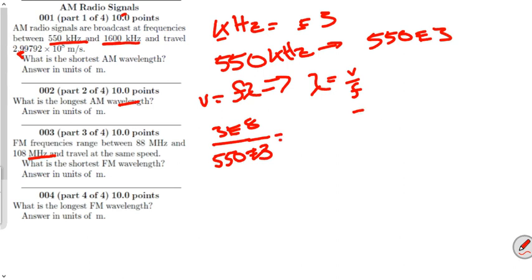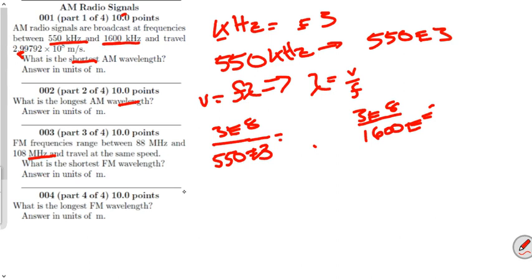All right, 3 times 10 to the 8th divided by 1600 E3, and get your answer. Now, it asks for the shortest wavelength. Pick the smaller number to get the shortest wavelength, okay? Don't just assume that use 550 to get the answer to 1, or vice versa.